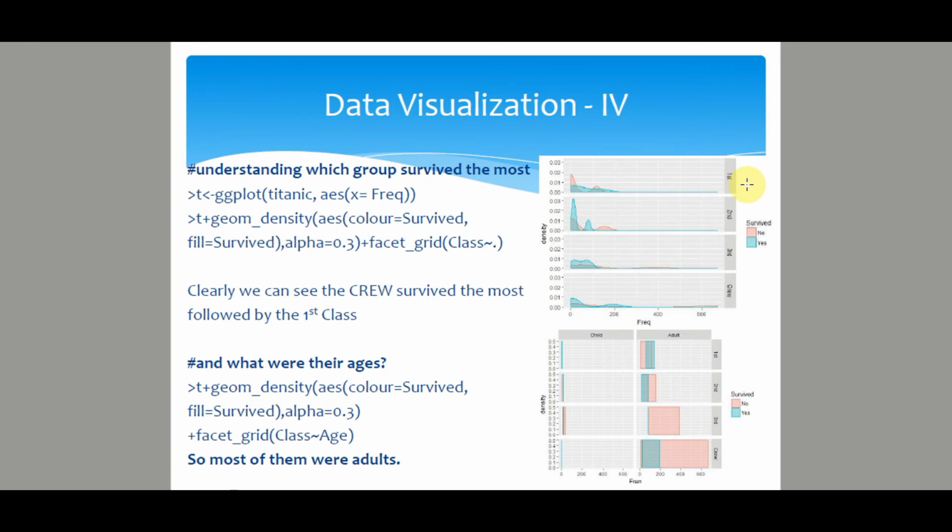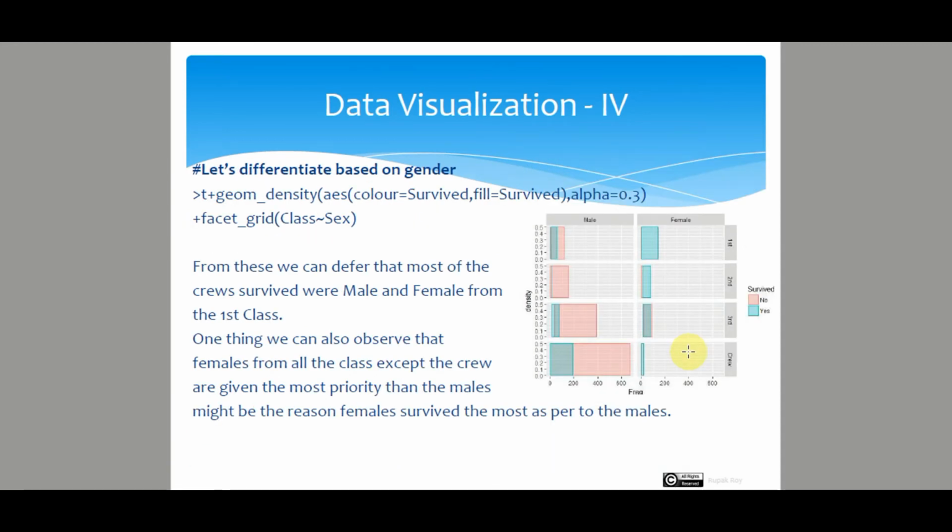And if we add age with class in facet grid, we can see that most of them were adults. Further, let's differentiate those adults based on gender by adding facet grid class tilde sex. From the plot, we can infer that most of the crews survived were male.